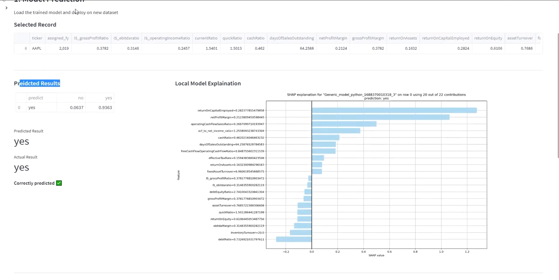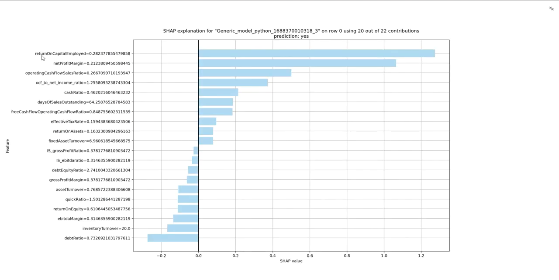This is Apple. So you can say the model predicts 93%, that's a yes for investment grade, and this is a local model to explain this case, right? Let me just quickly go through that. This is so because Apple has a very high return on capital, a very high net profit margin, a very high operational cash flow, and a very high operational cash flow to net income ratio, right? This means Apple is generating real operational cash. It is highly profitable, and it has lots of cash. So these are all the positive drivers pointing to it being an investment grade bond.